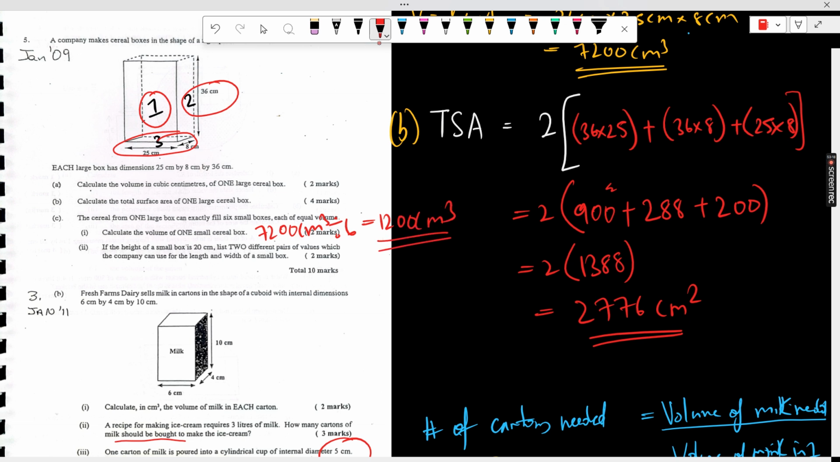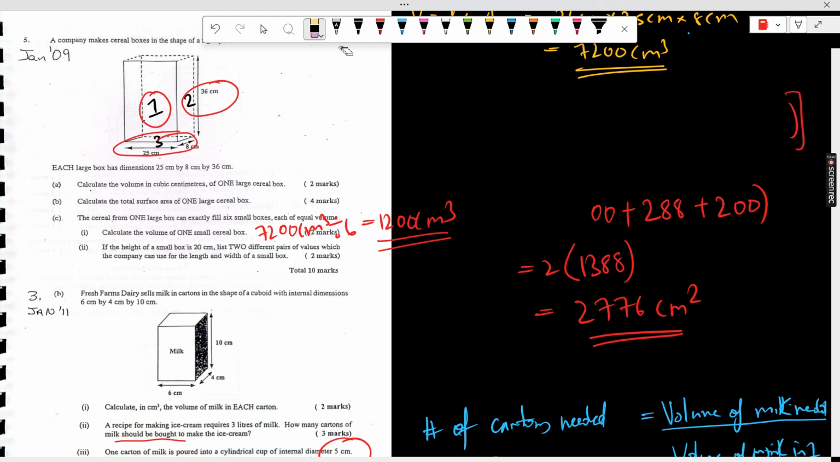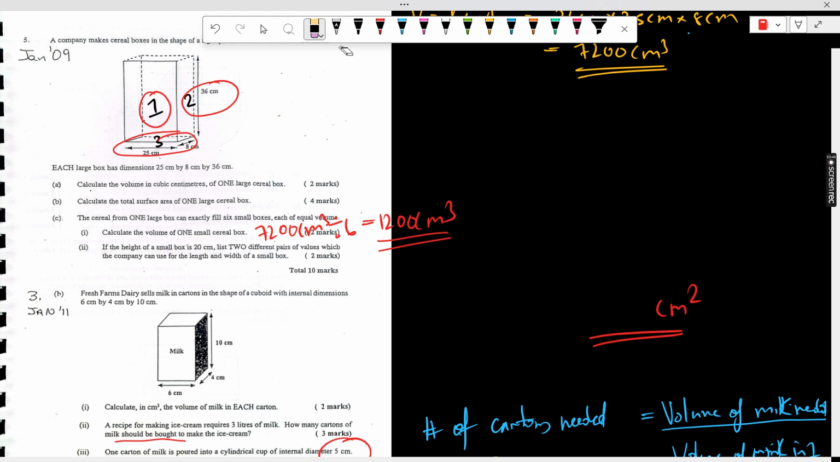All right. Then now part two says, if the height of a small box is 20 centimeters, list two different pairs of values which the company can use for the length and width of the small box. So we now know the volume of a small box, and they give us the height. So what we're going to do is we're going to find the area of the base, right? And after we find the area of the base, we simply find two numbers that multiply to give that area. Is that clear? Yes, sir.